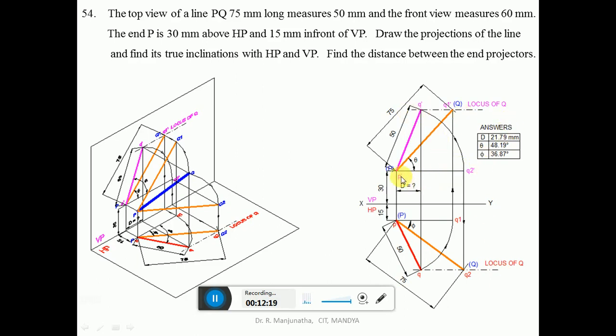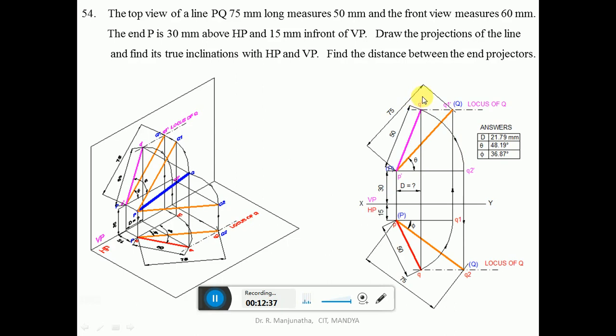Next, we have the point Q2 dash, which is above HP by 30 mm, but due to the presence of this true length in the front view, we have the locus of Q here. So with P dash as center and P dash Q2 dash as the radius, you draw an arc such that it cuts the locus of Q at this point.